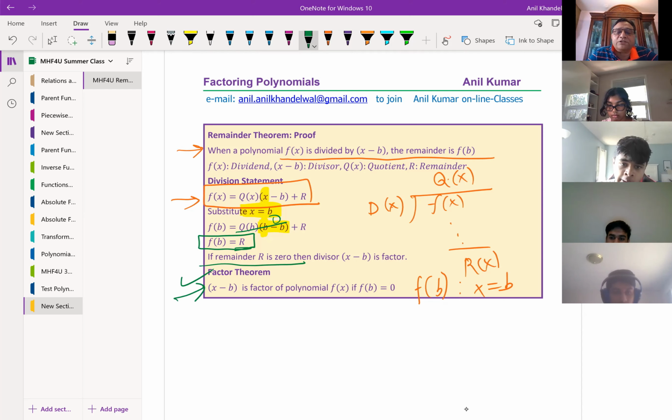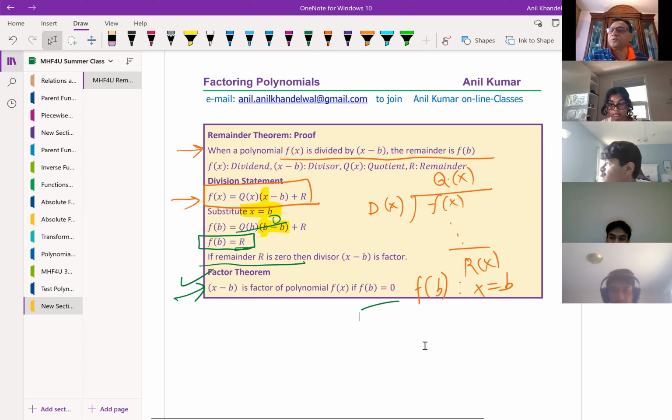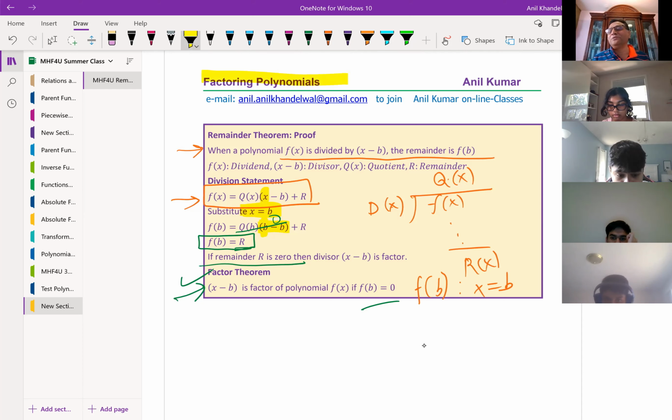Akshit, can you please read the factor theorem? Factor theorem: x minus b is a factor of polynomial f of x if f of b equals 0. Simple as that. Is this concept clear to everyone? Correct? So that is what the factor theorem is. This chapter is helping you to find the factors. If you can find factors, then what can you do? Well, you can factor the polynomial. Simple as that. Is that clear?